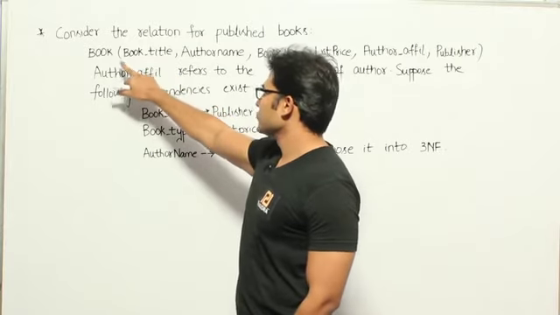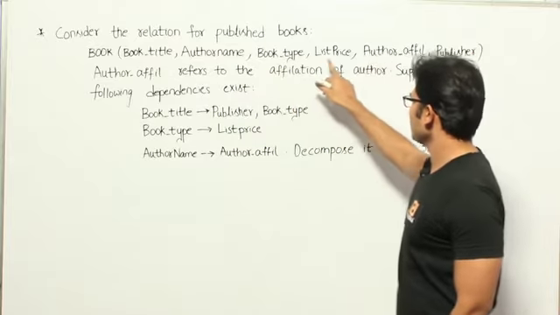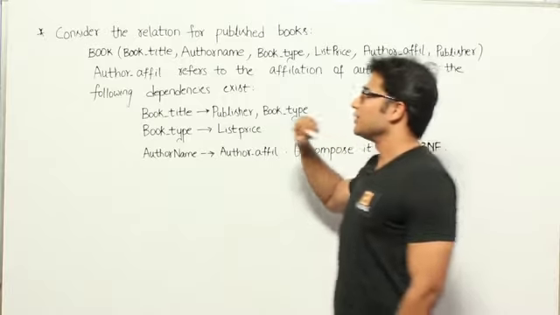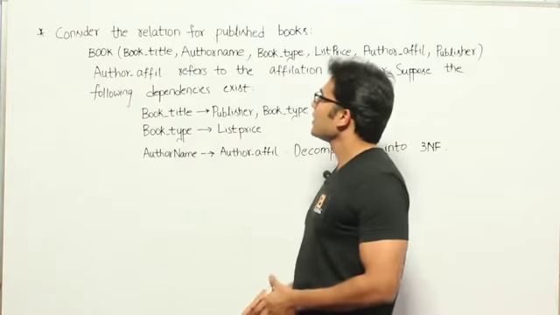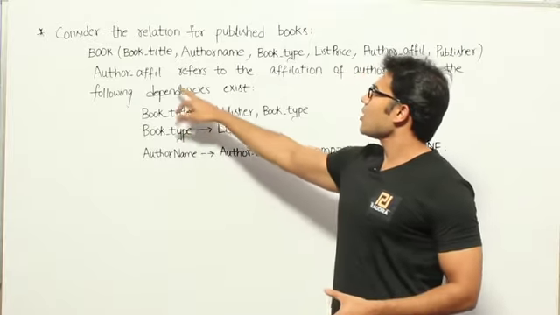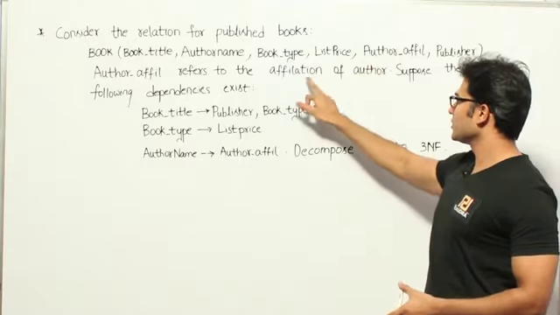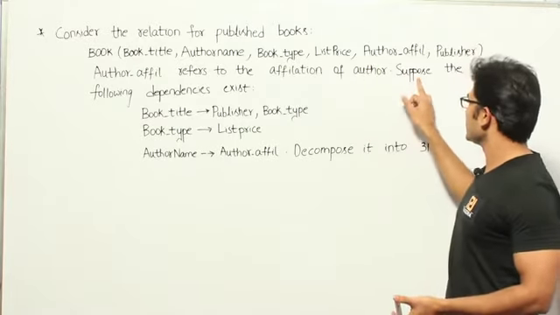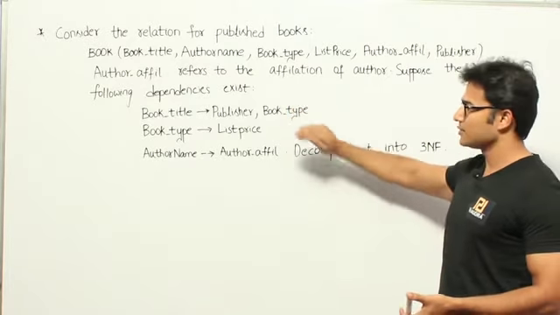The relation attributes are book title, author name, book type, list price, author FL, and publisher. The relation name, the table name, is book. They are saying that author FL, one of the attributes, refers to the affiliation of the author, just the meaning of the attribute. And then they are saying that suppose the following dependencies exist, which means these are the dependencies.